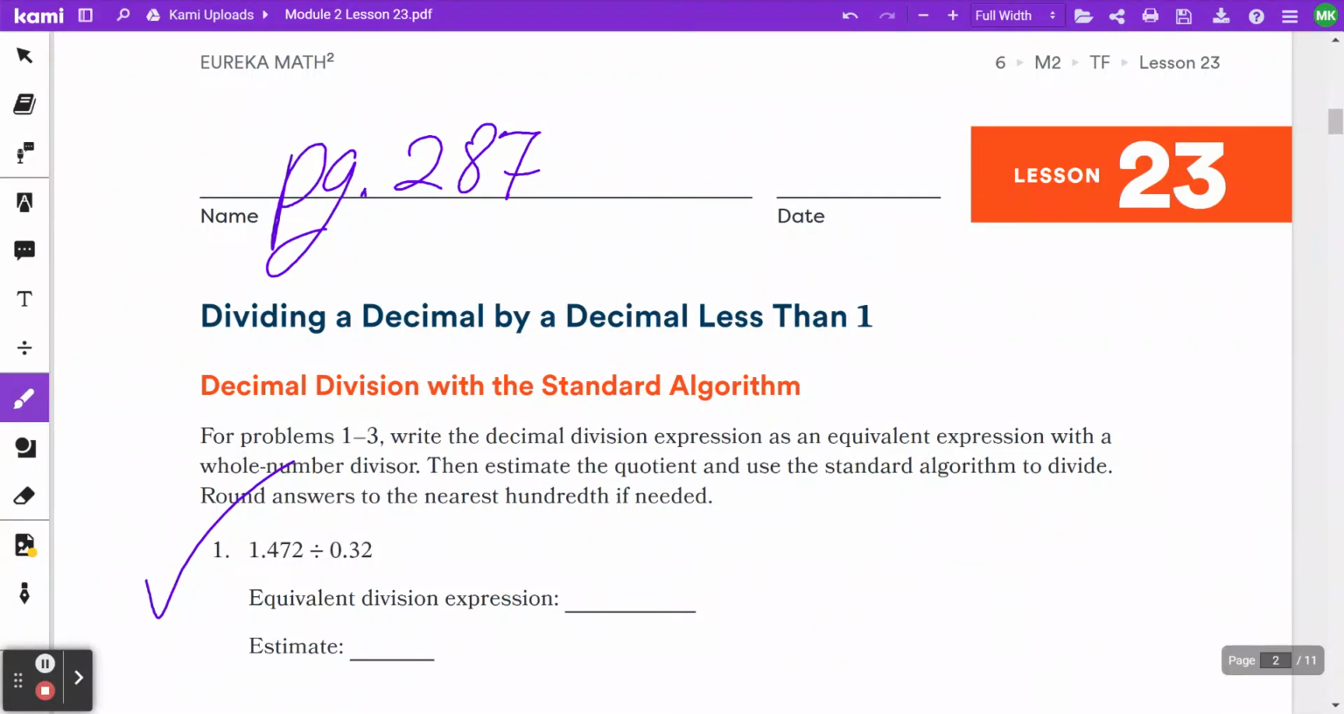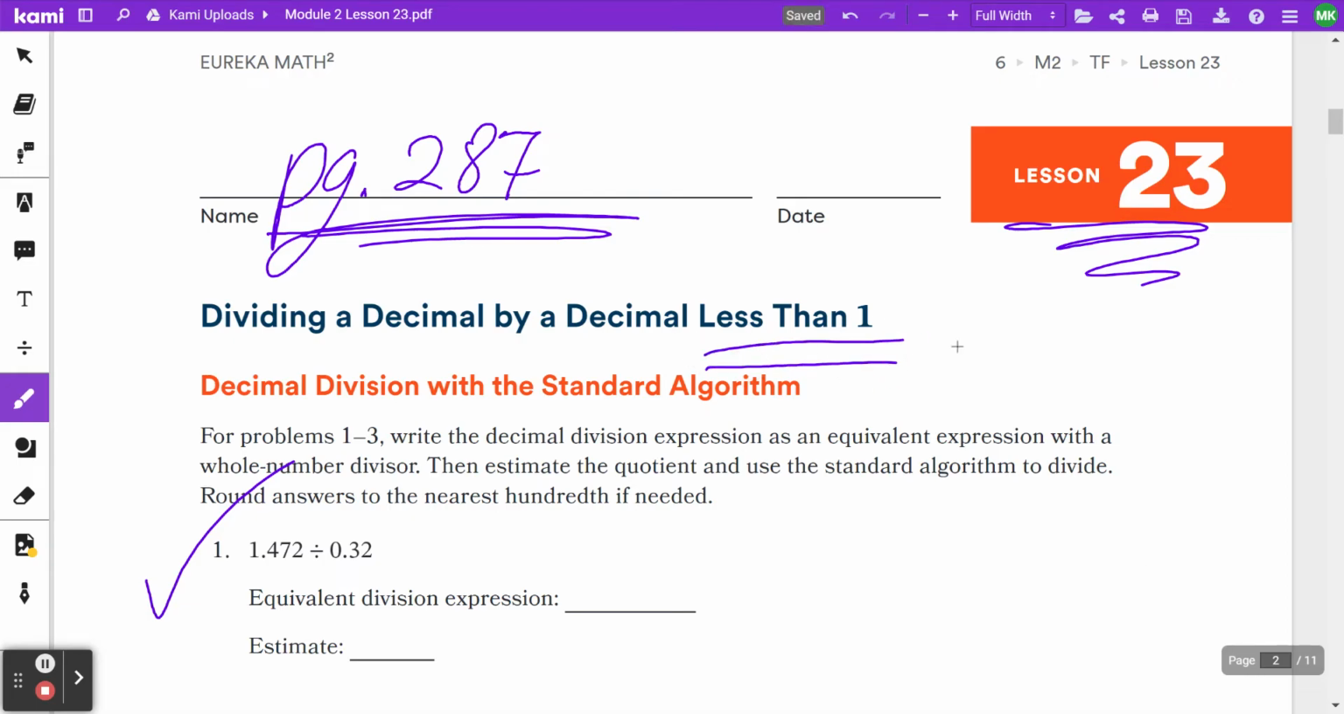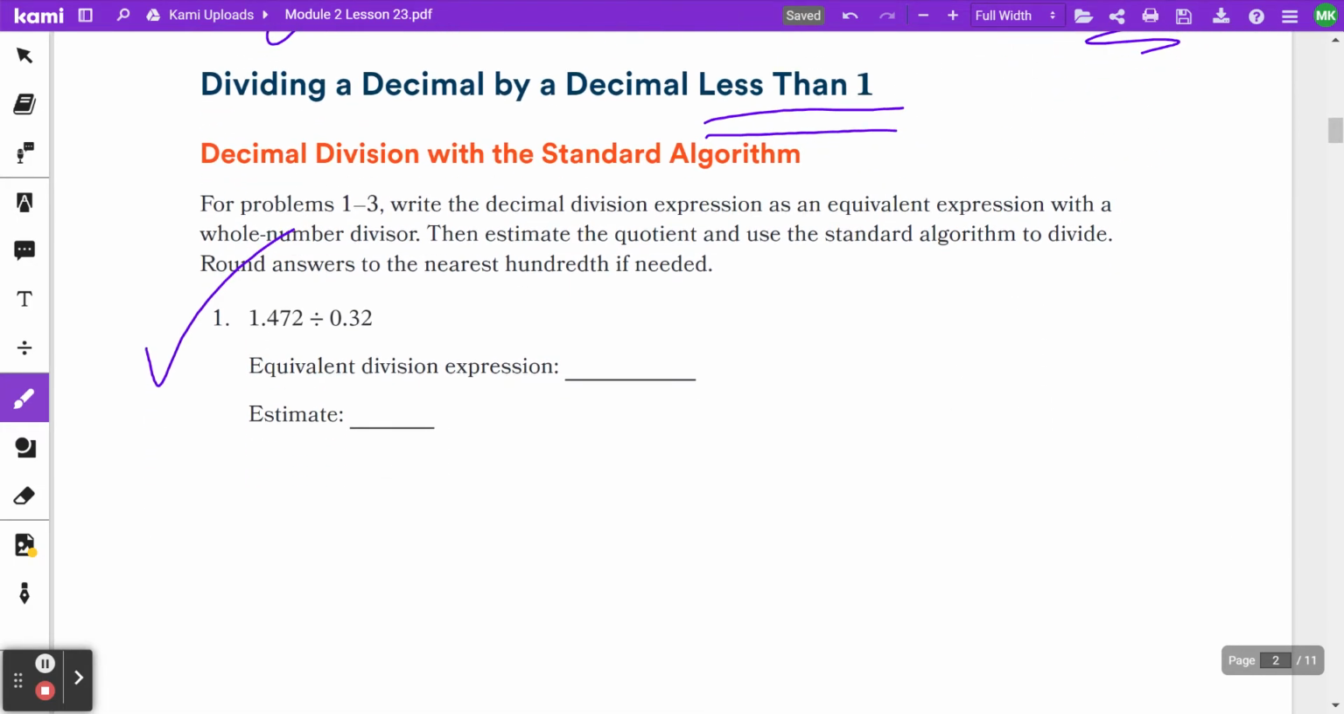This is grade 6, module 2, lesson 23. We're almost done with this module. It's all about dividing a decimal by a decimal that's less than 1. So page 287, that's where we are hanging out. Let's see what's going on here.